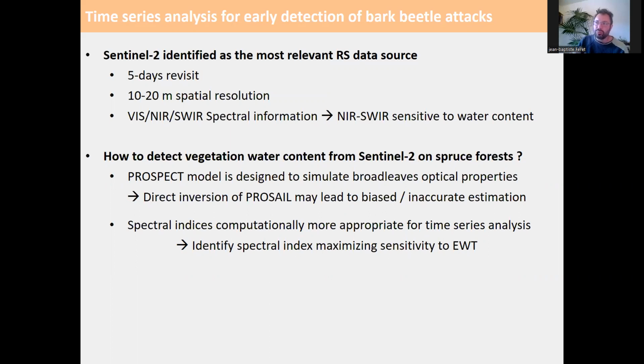As I mentioned earlier, there's a limitation because PROSPECT is designed to simulate broadleaf optical properties, while spruce have needles. And so the direct inversion of PROSPECT may lead to biased or inaccurate estimation. As we are focusing on time series analysis, spectral indices were more appropriate, as we don't have operational production of biophysical properties for image time series. So we took advantage of physical modeling to identify a spectral index maximizing the sensitivity to equivalent water thickness, assuming that even if PROSPECT is not particularly appropriate for spruce forest, these results could transfer to conifers.